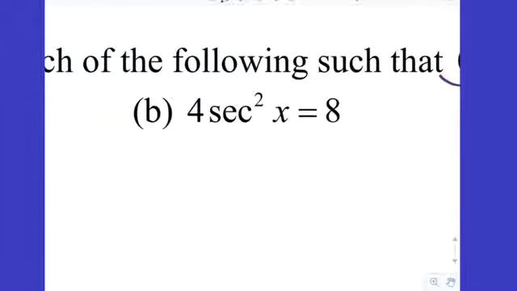Number B. 4 secant squared of x equals 8. Do you want to get it equal to 0? Say no. No, because there's only a single trig term and not 2 terms of trig. You isolate it. So you divide through and you get 2.